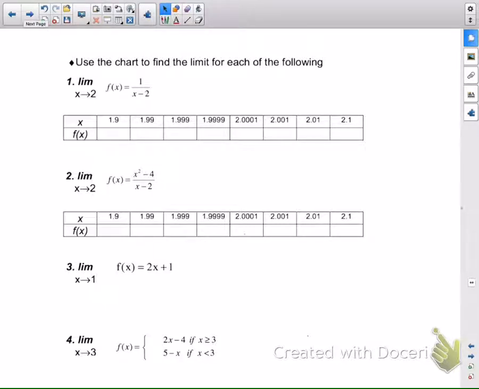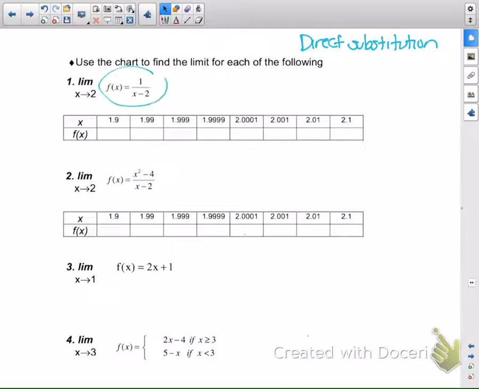Now, tables is a second way to solve these. The reason we would use a table for this is that in limits we have something called direct substitution. It basically means plugging the number in itself. You can find a limit by plugging in a number to a function.